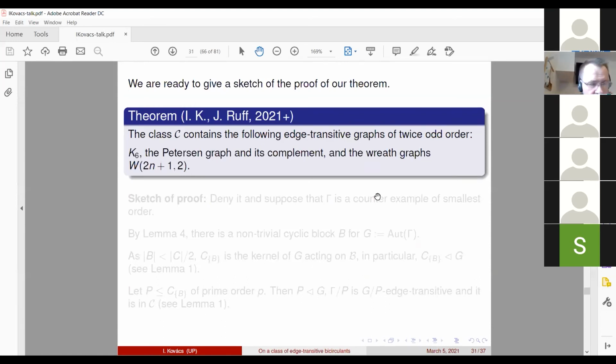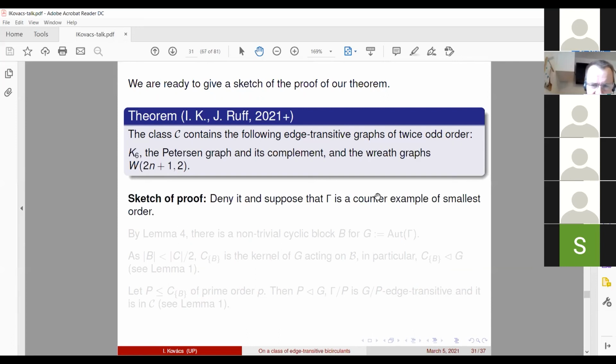And we are now ready to give the sketch of the whole proof. So this is our result. The class C contains the following H-transitive graphs of twice odd order: KC, the Petersen graph, the complement of the Petersen graph, and this graph. And of course, we assume that the graph has valency at least 6, because small valencies were considered before. So with valency at least 6, actually we want to show that no graph exists if it's not the complement of the Petersen.